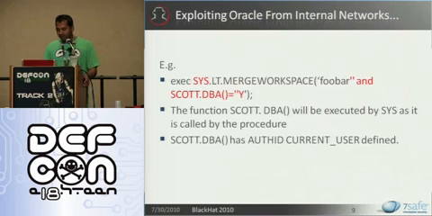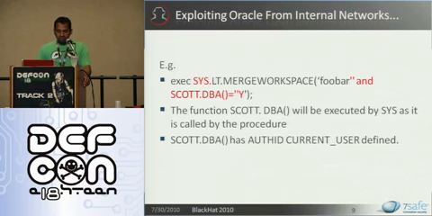For example, this was one such procedure which was available for public and was patched by Oracle, I think, a year ago. sys.lt.mergeWorkspace was one such procedure. So you inject into it the string semicolon and scott.dba is equal to y. So essentially, the function scott.dba, which you created, then executes with the privileges of sys. Hence, the user Scott ends up with the DBA privileges.